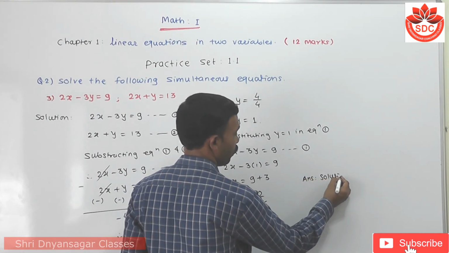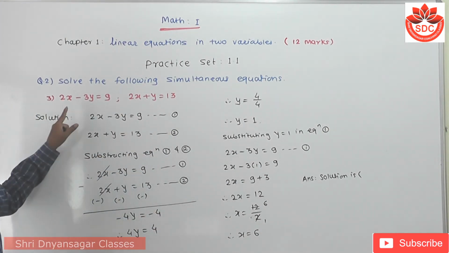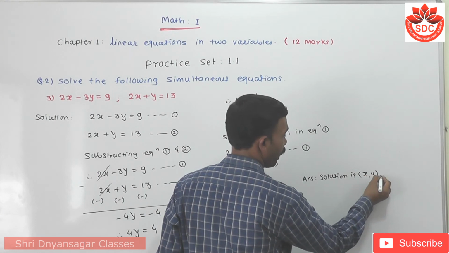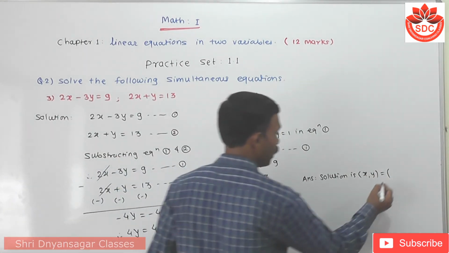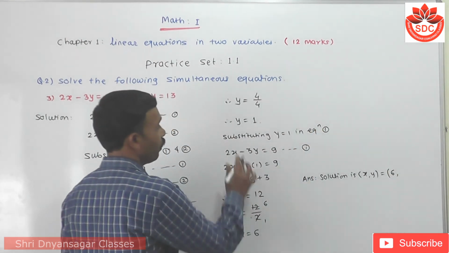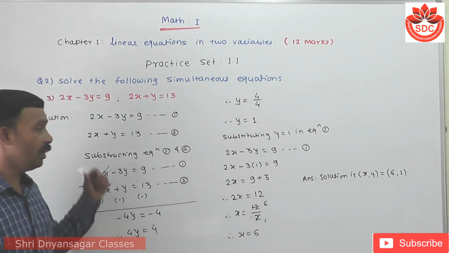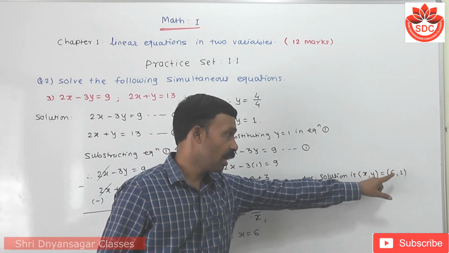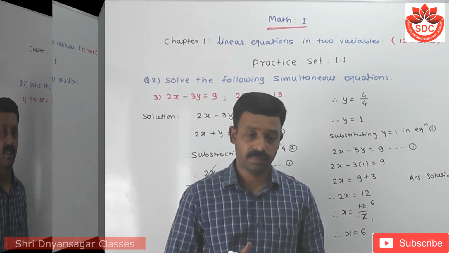Now here, which variables are given? x and y. So always take the first variable x, then y. Having the value of x as 6 and the value of y as 1, the solution of the given example number 3 is 6 and 1. Can you understand, student? Okay, we take the next question.